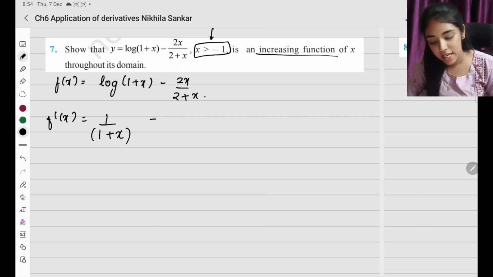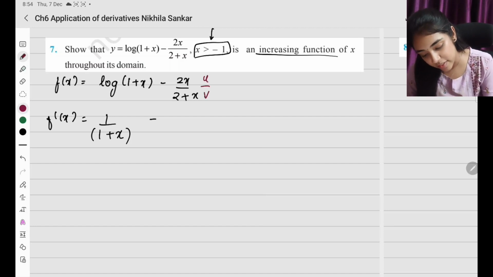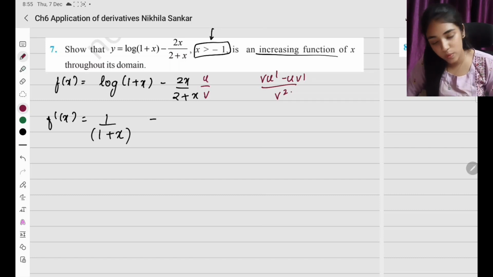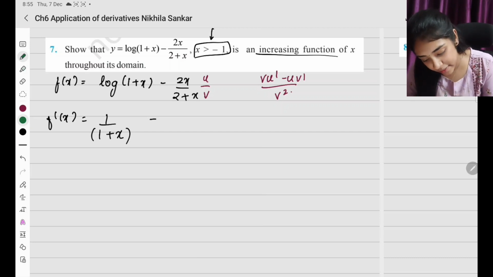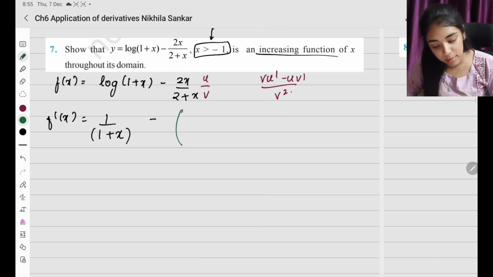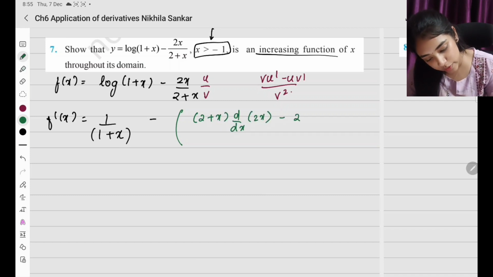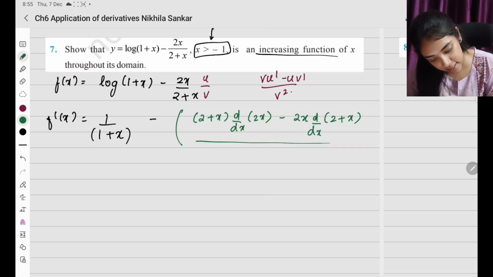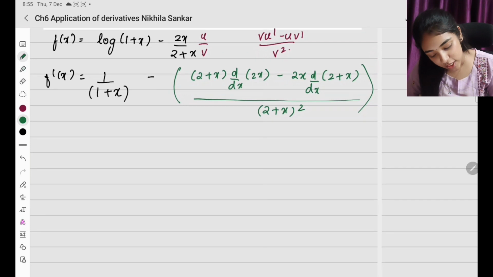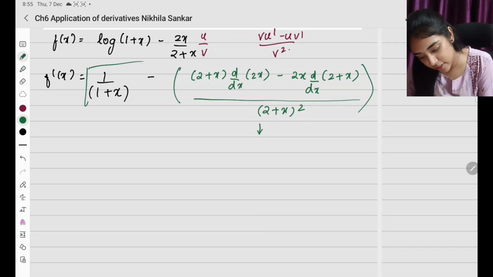The second term is of the form u by v. Do you know the formula? v u dash minus u v dash divided by v square. So let me do that. I'll open a bracket, since there is a minus. v u dash, which is the denominator times d by dx of 2x, minus u v dash, so 2x times d by dx of 2 plus x, divided by the denominator square, so 2 plus x the whole square. Let me solve this term first and keep it aside for a while.